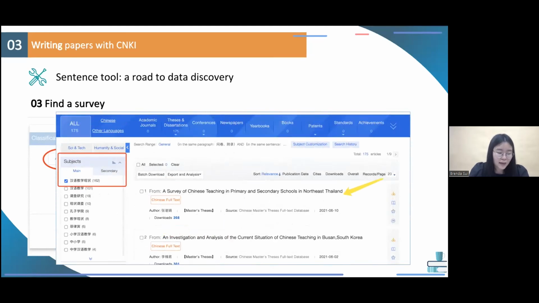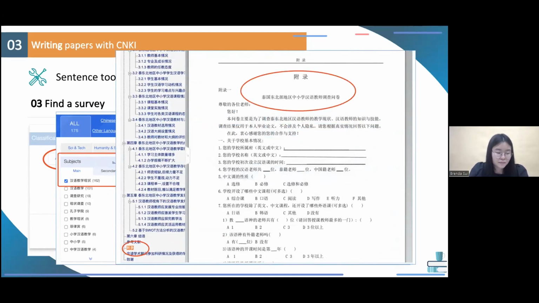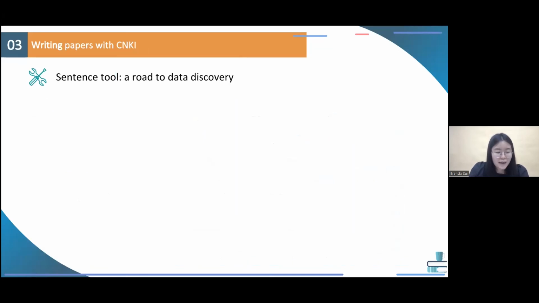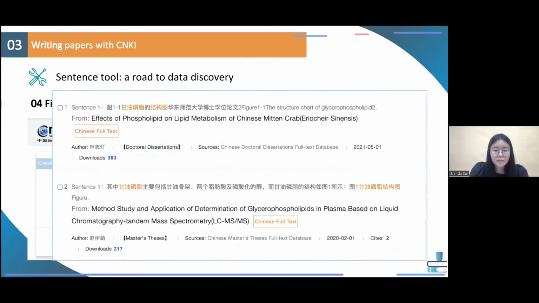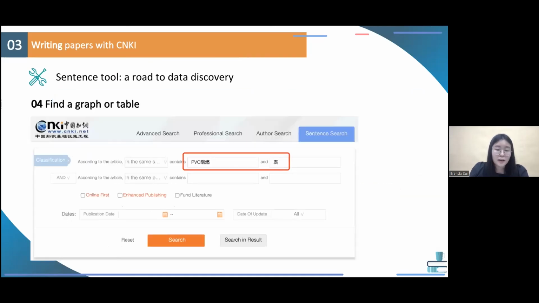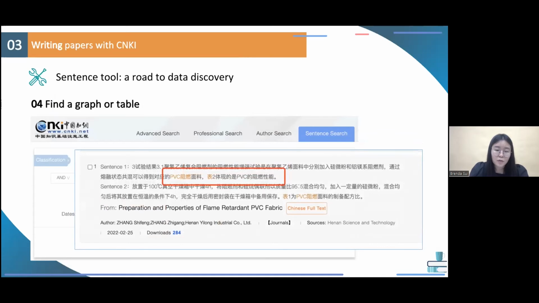Well, in the following results page, we can see that there are many results. And to make this more relevant to what I'm searching for, I can filter by subjects, and then I can pick one result and find the survey sample I want in the appendix. Well, in the same way, I can use the same method to find a graph or table as long as I can flexibly manage these keywords that I'm going to search for.